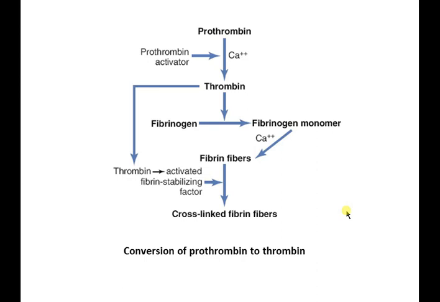Slide 10. In this slide we will discuss the conversion of prothrombin to thrombin. Firstly, prothrombin activator is formed as a result of rupture of a blood vessel or as a result of damage to special substances in the blood. Secondly, the prothrombin activator, in the presence of sufficient amounts of ionic calcium, causes conversion of prothrombin to thrombin. Thirdly, the thrombin causes polymerization of fibrinogen molecules into fibrin fibers within another 10 to 15 seconds.